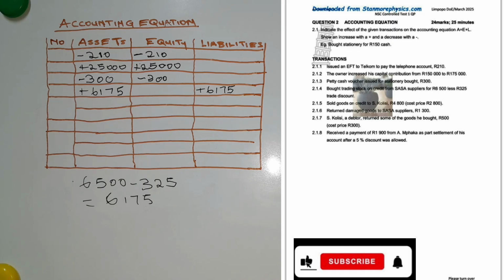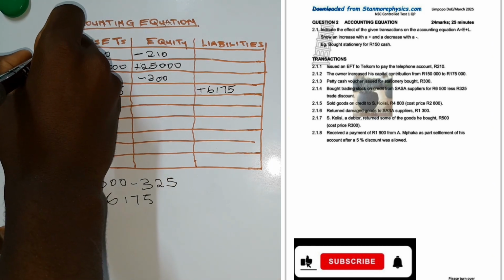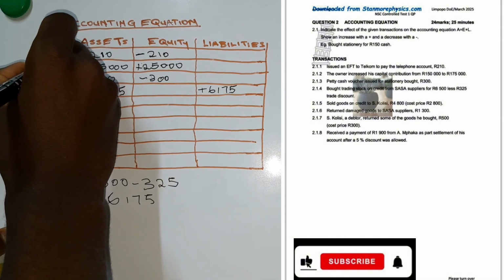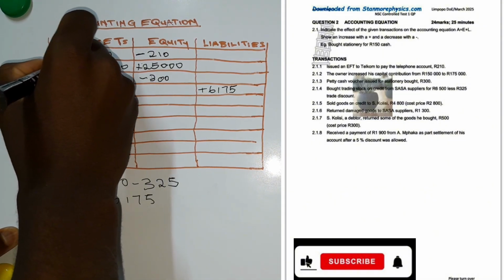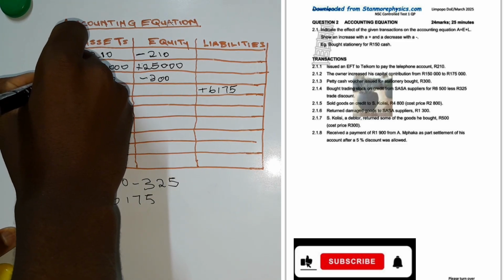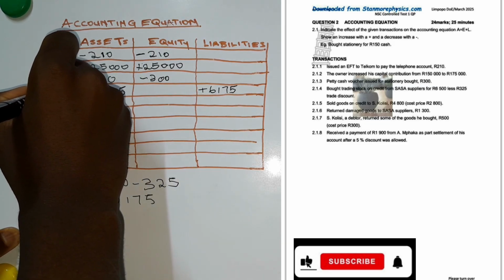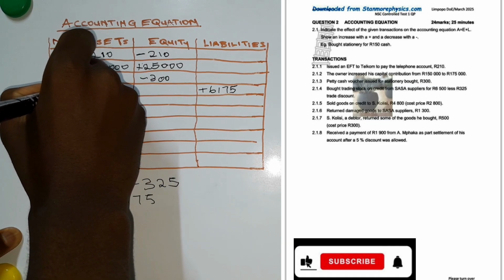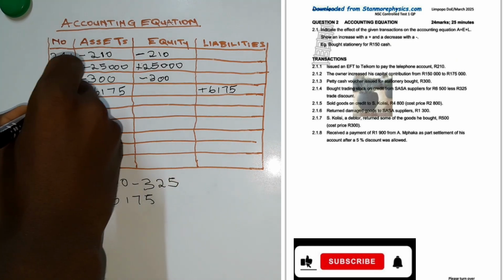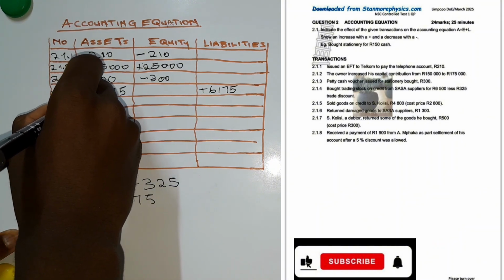Then we go to number 5. Sorry, I was not numbering here. This is 2.1.1, this is 2.1.2, then 2.1.3, then 2.1.4, then we go to 2.1.5.